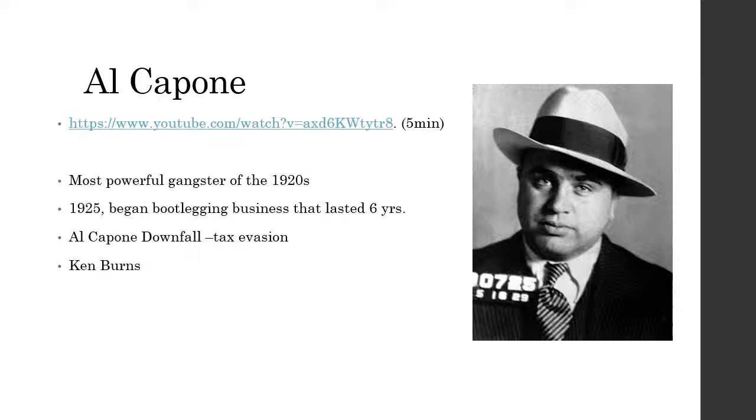And ultimately, his downfall will be tax evasion. He will die in prison because of taxes. And taxes at the time was a fairly new concept. So if you remember from the Progressive era, the creation of federal and state income tax was not that old, and it was a new concept that many did not yet understand.